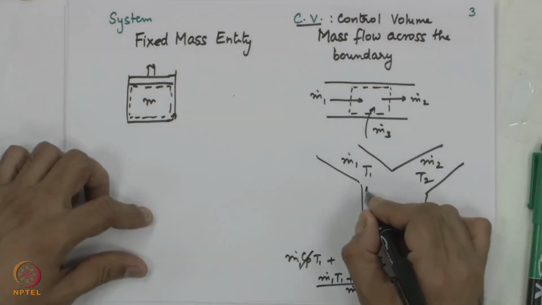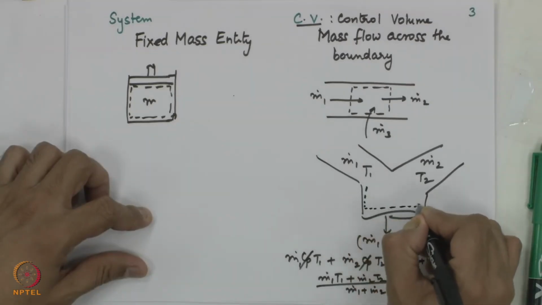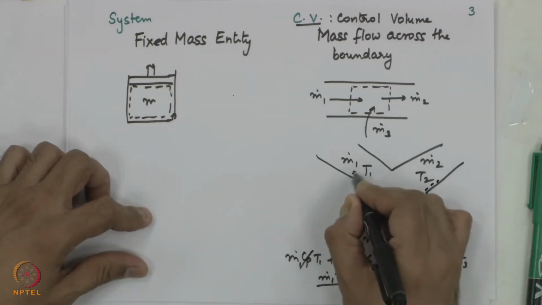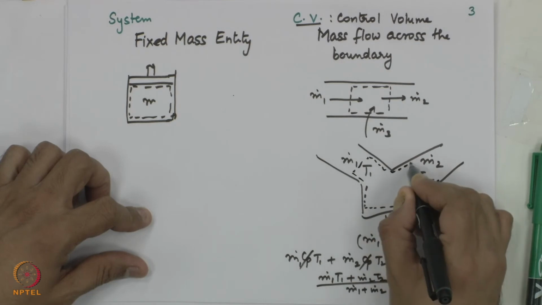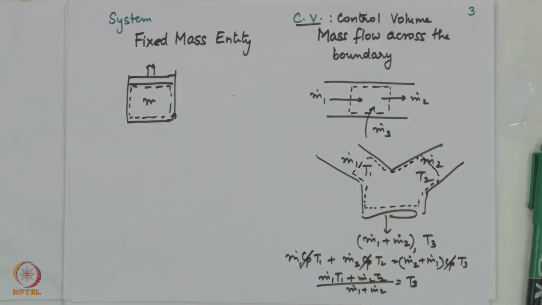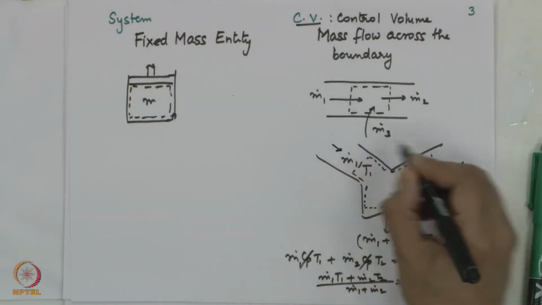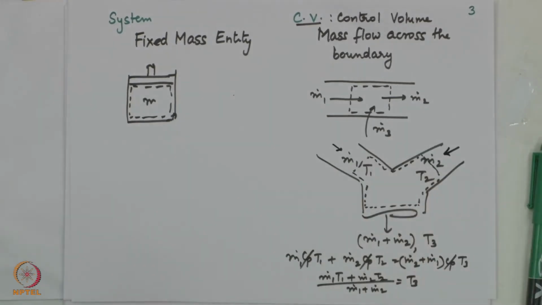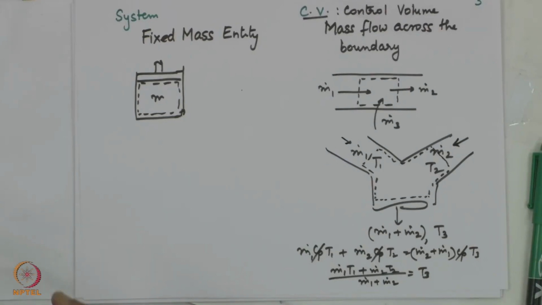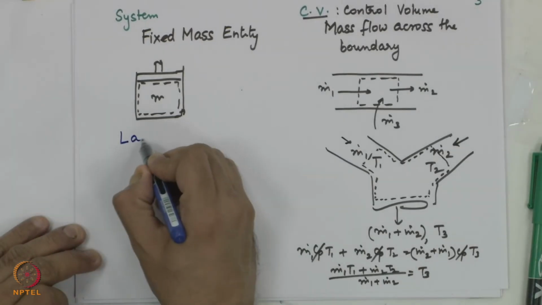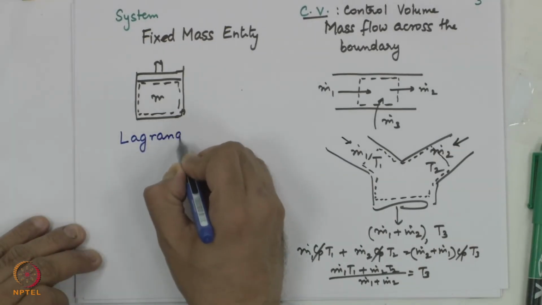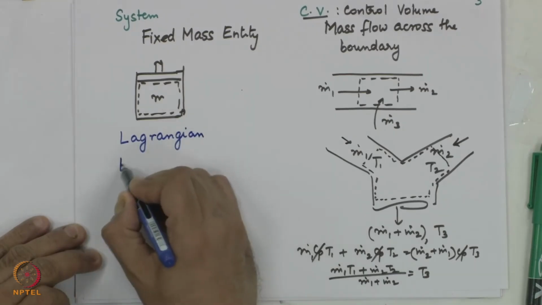So, this is my control volume, a region of interest through which mass can come in or go out. A fixed mass entity is a system; a region where mass is allowed to come in and leave is called a control volume. In fluid mechanics, there are two types of analysis possible. One is called Lagrangian and the other is called Eulerian.